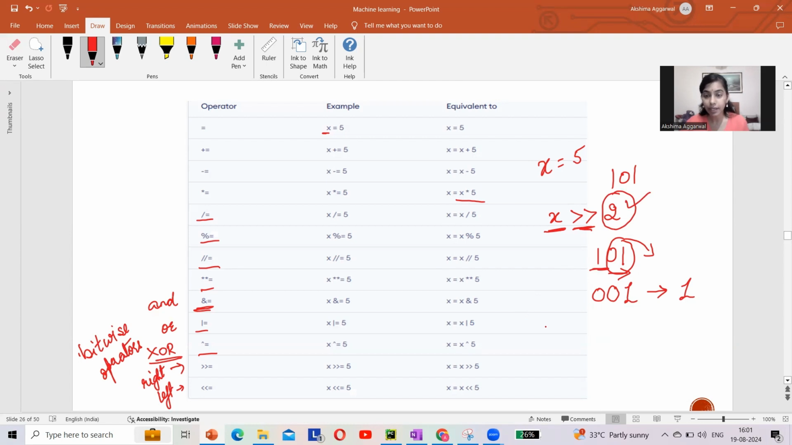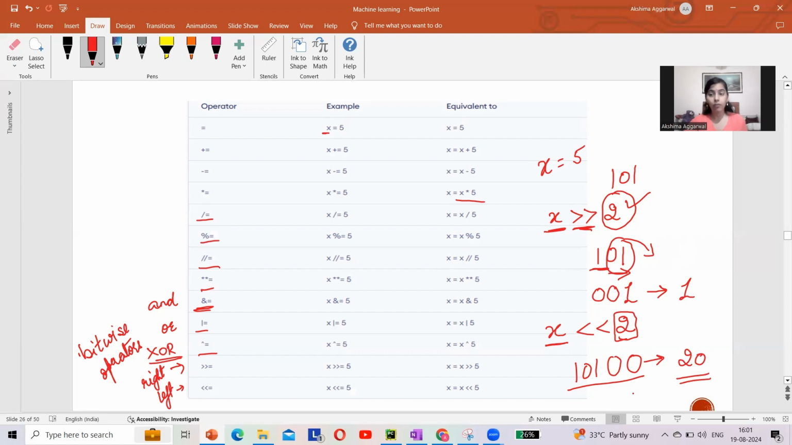Similarly, if we are doing the left shift, what I am going to do is put these number of zeros to the right hand side. Means value of x is 5, the binary number is 101. I am going to put 2 zeros to the right hand side here. Okay. Now the decimal value of this binary number becomes 20.